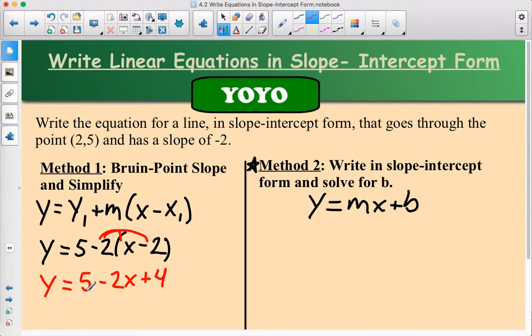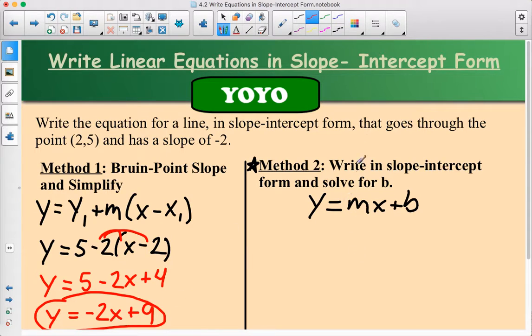Now I combine my like terms. I have a 5 and a 4, so the equation for my line would be y equals negative 2x plus 9. There you go. I've written it in slope-intercept form. The slope of the line is negative 2, which I wanted, and the y-intercept for that line would be a positive 9. That's method 1.